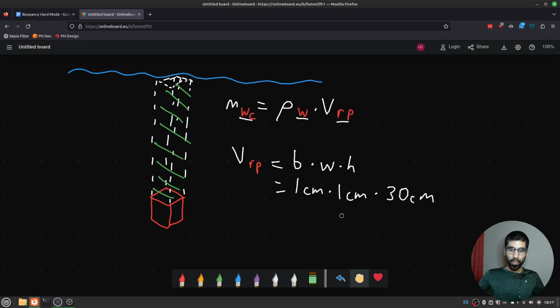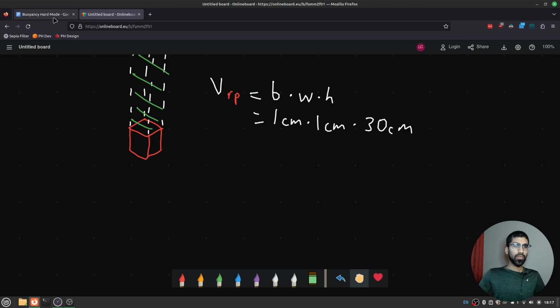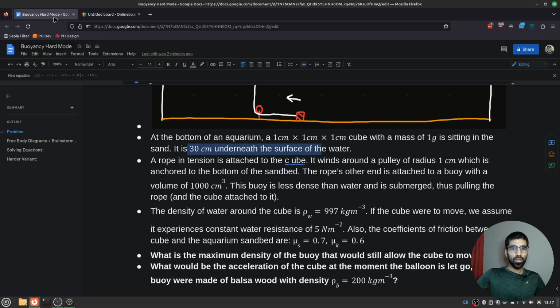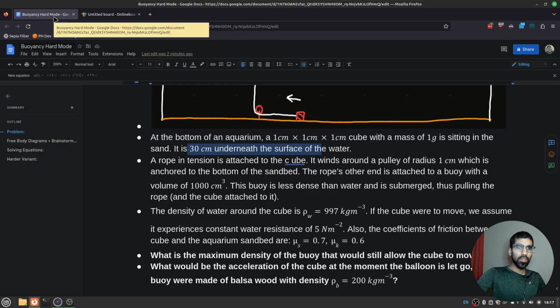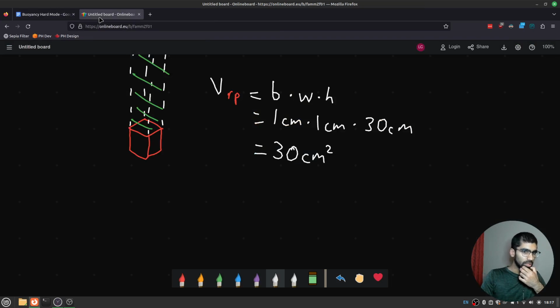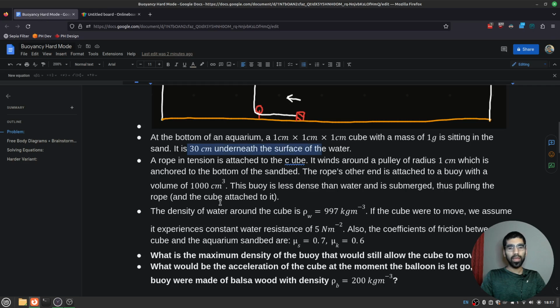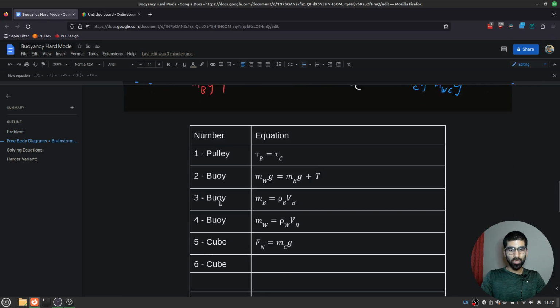Now, I think that we can just leave this for now. I think that we might need to convert the units a little bit later, but for now we can see that the volume is 30 square centimeters. So I'm just gonna leave that calculation over there, 30 square centimeters, and I'll just write down the formula down here.